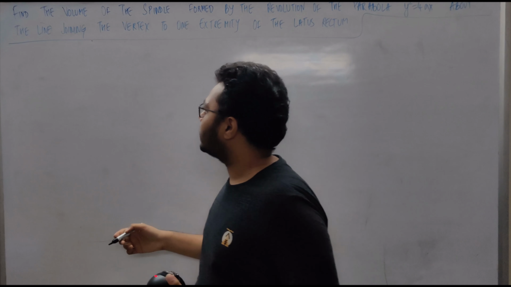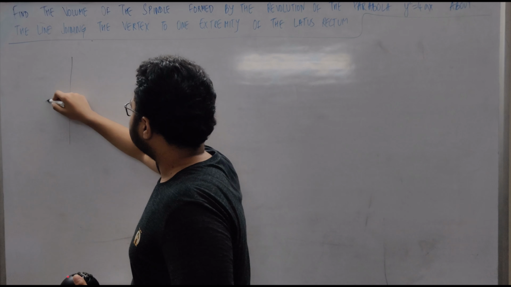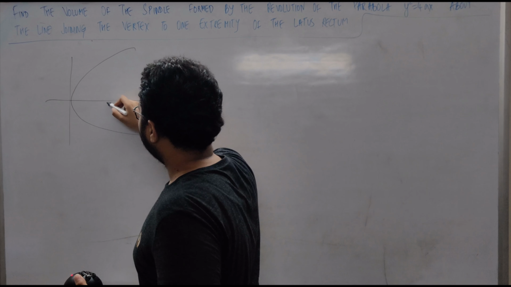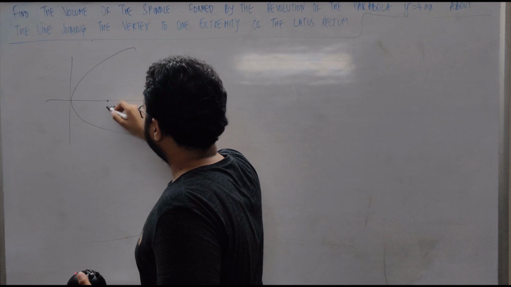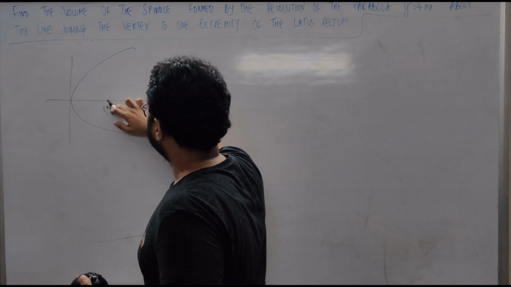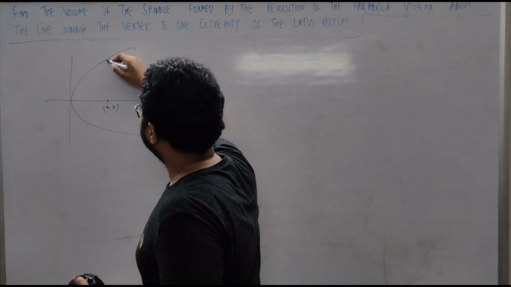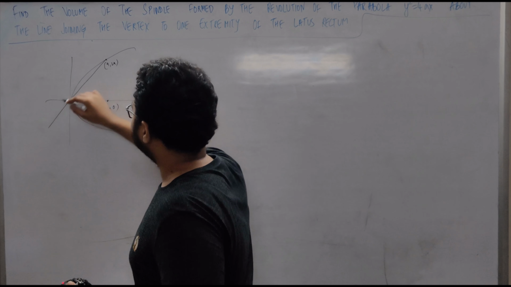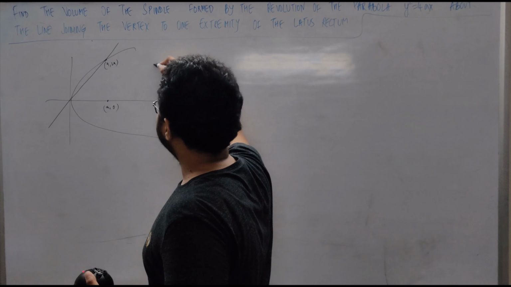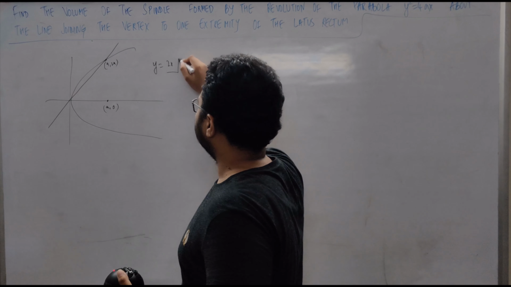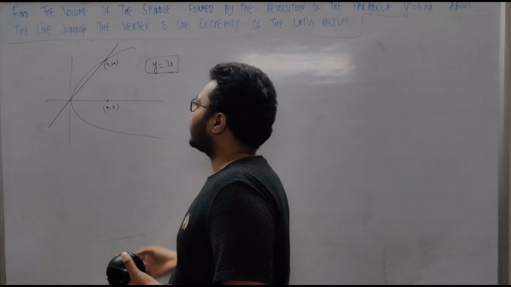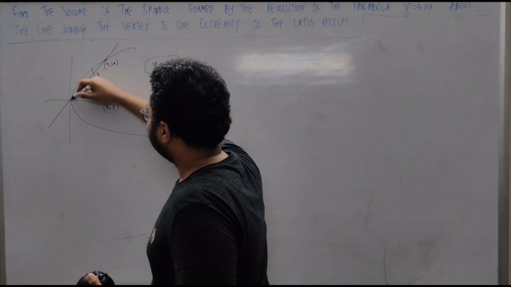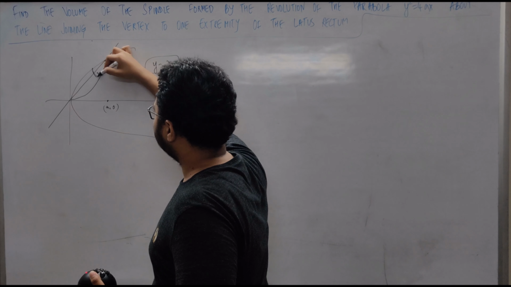So we have the parabola y square equals 4ax. Let's say these are the coordinate axes. This is the parabola y square equals 4ax. This is the point a comma 2a. A comma 0 is the focus. This is a comma 2a, and the axis passes through both these points. So the equation of the axis is y equals 2x. So we have the axis, and when the parabola rotates, we get a closed surface like this.